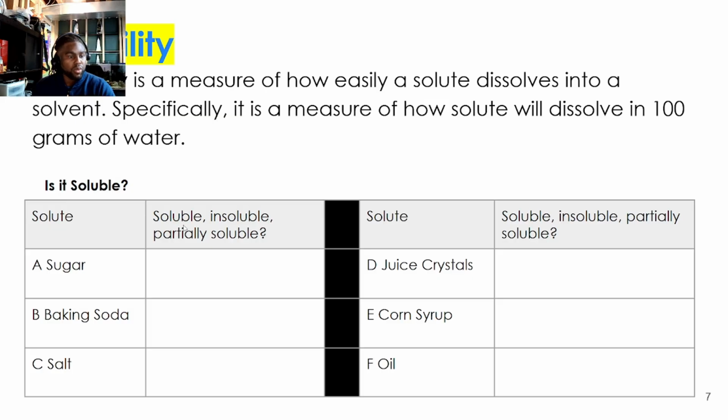Okay, here are some additional practice questions for you. Looking at solubility. Solubility is a measure of how easily a solute dissolves into a solvent. Specifically, it measures how much solute will dissolve in 100 grams of water. It should be milliliters, but yeah, it should be how much solute dissolves in 100 milliliters of water.